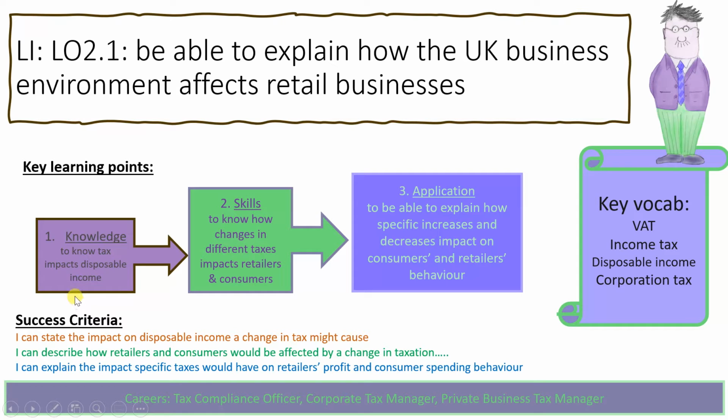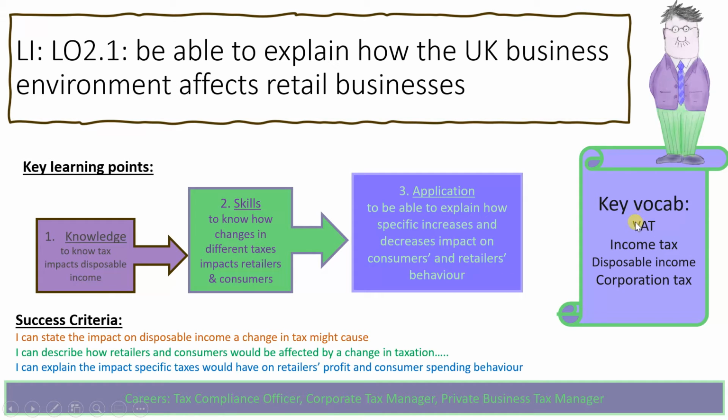First of all, the knowledge step is to know how tax impacts on disposable income. Then we're looking at how changes in the different taxes impact on retailers and consumers, and then we're going to look at specific increases on specific taxes and how each of those change the behaviour of consumers and retailers.